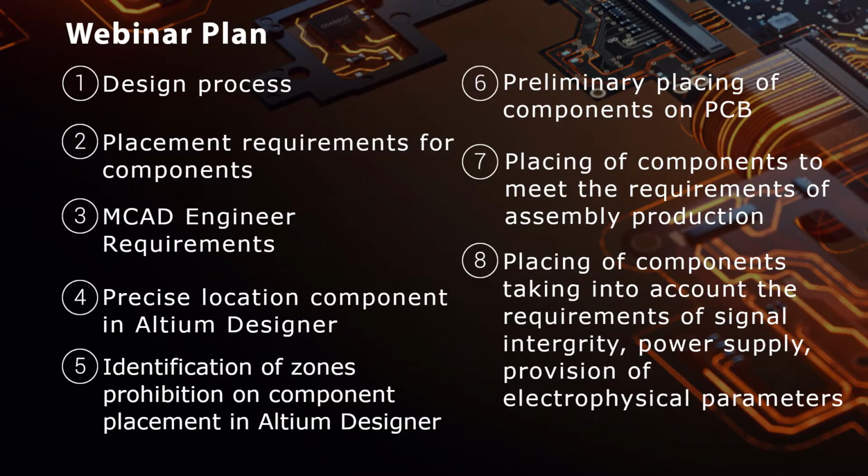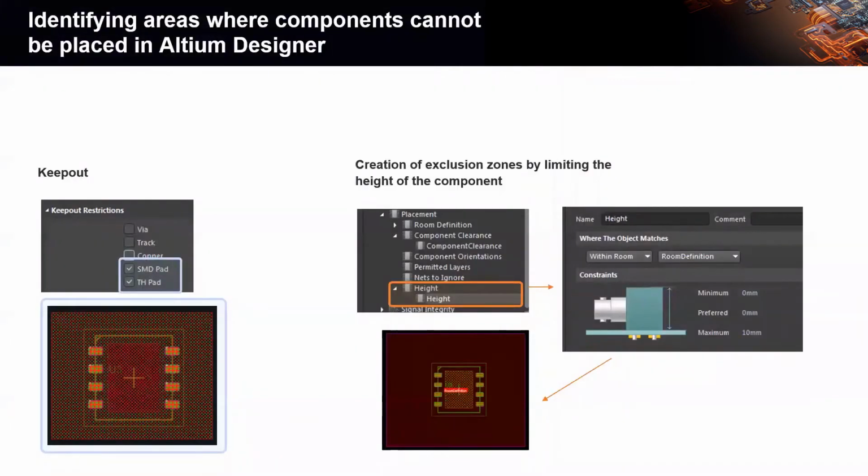Identifications of zones of prohibition on footprint placement in AD. All right, you can place what are called keepouts. Okay, good question that comes in. How do I place a keepout? All right, I'll show you here in just a minute, but I just want to bring up a couple things in this slide, right? See what you can do?